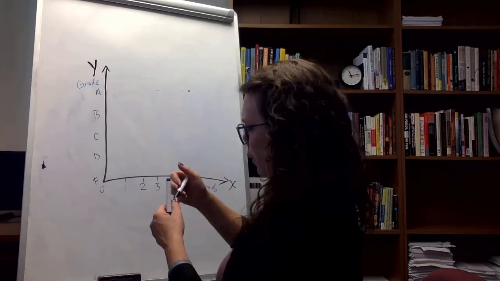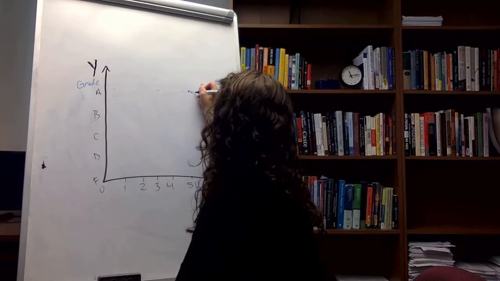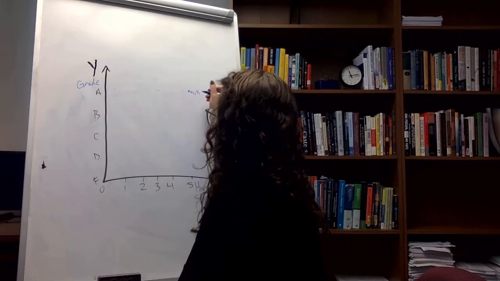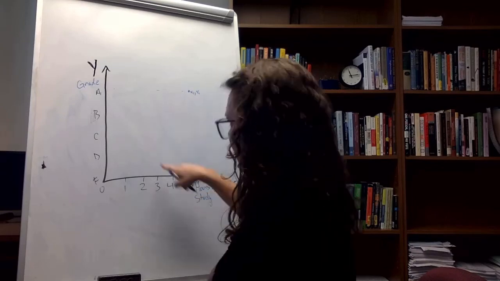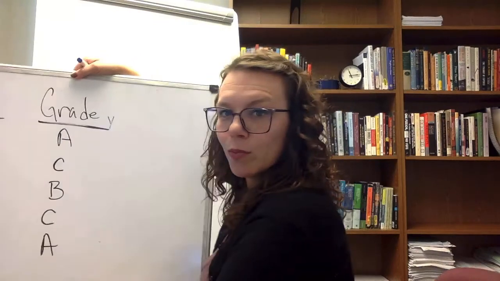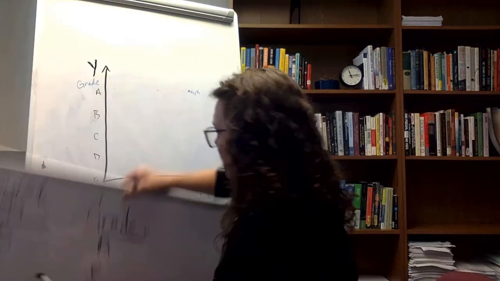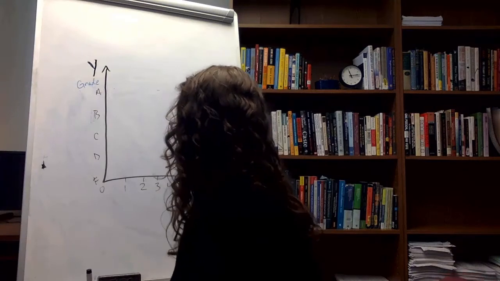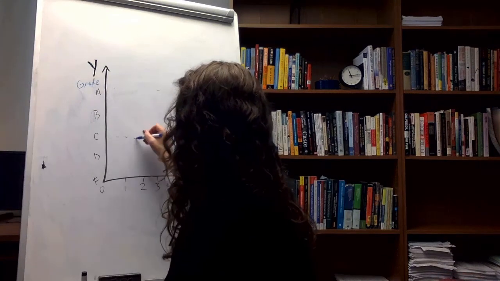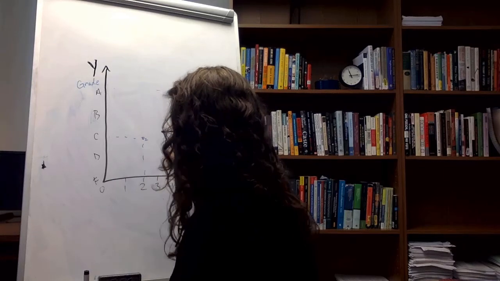Right? So here's the first person. We'll call them X1, Y1. They studied 5 hours and got an A. Right? Ooh, there it is. The second person studied 2 hours and got a C. So I can plot that point. So that's person number 2.